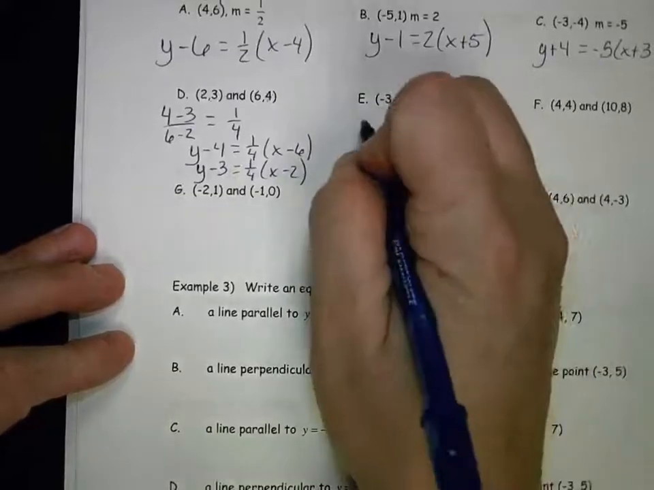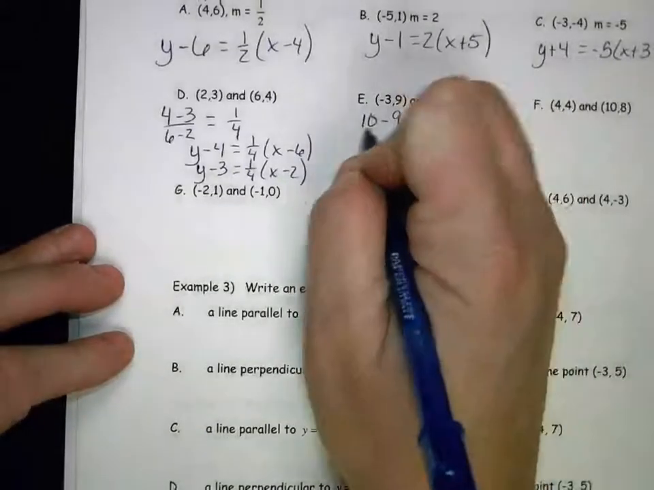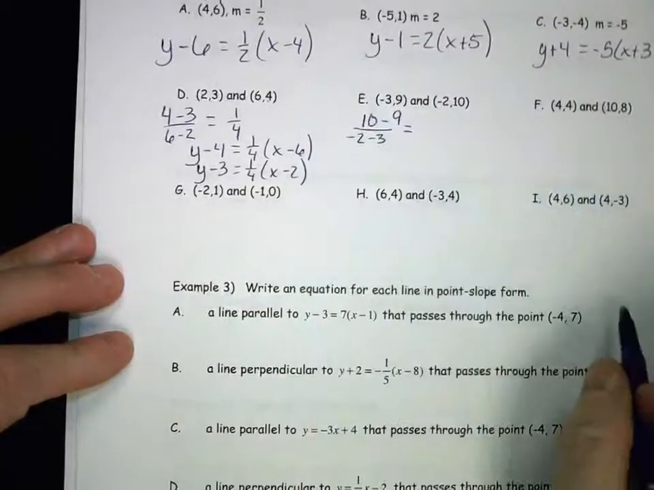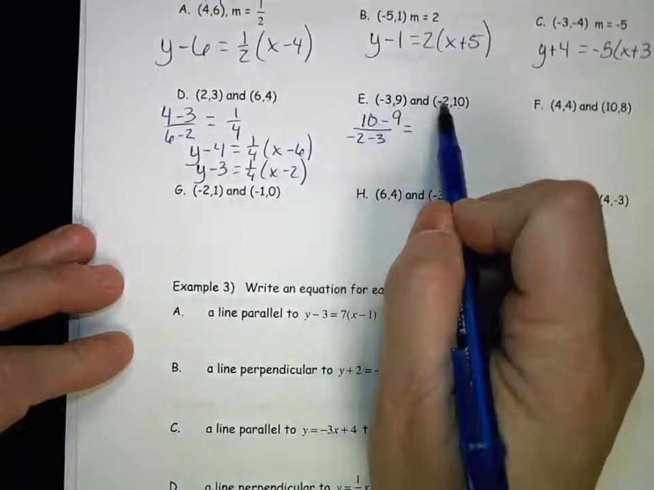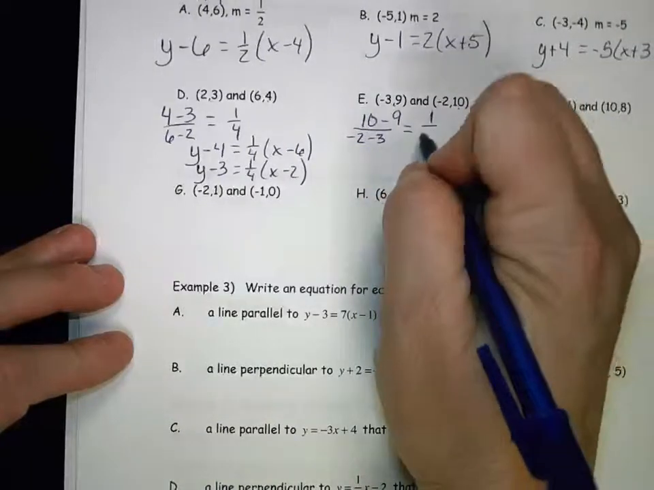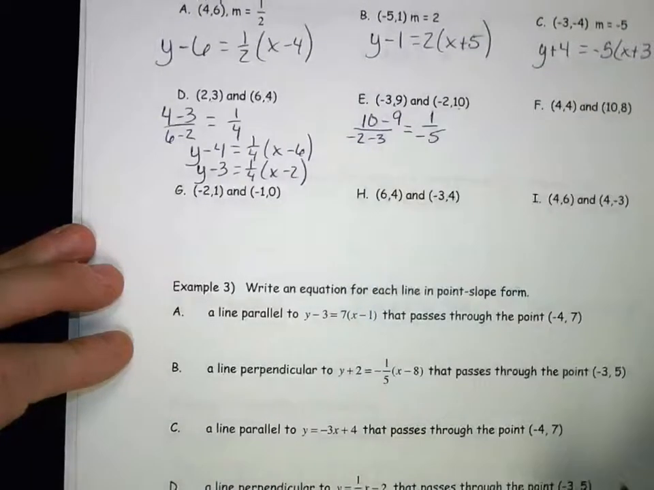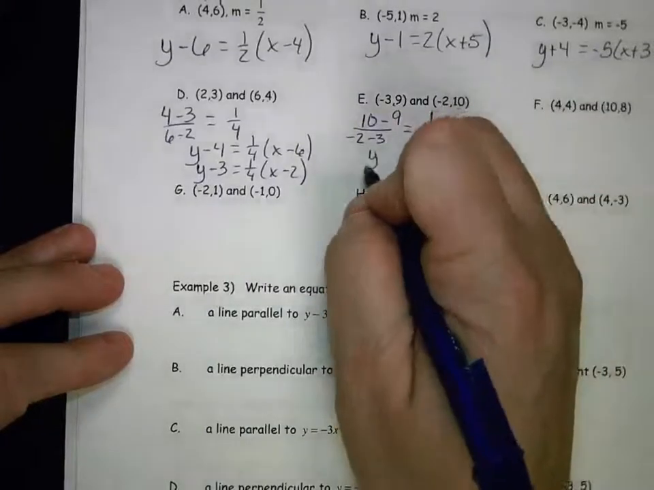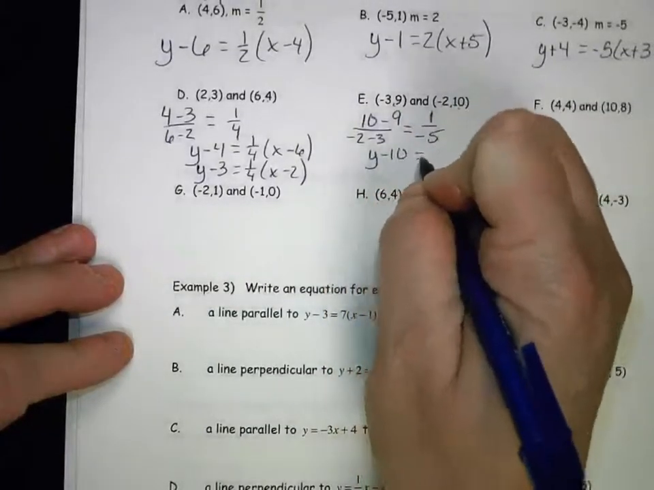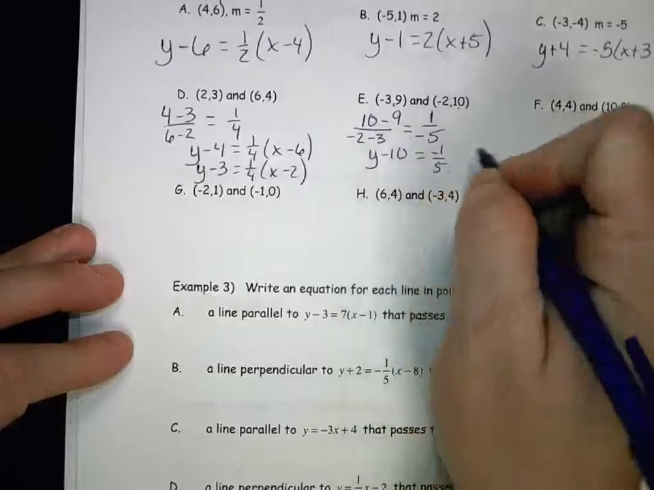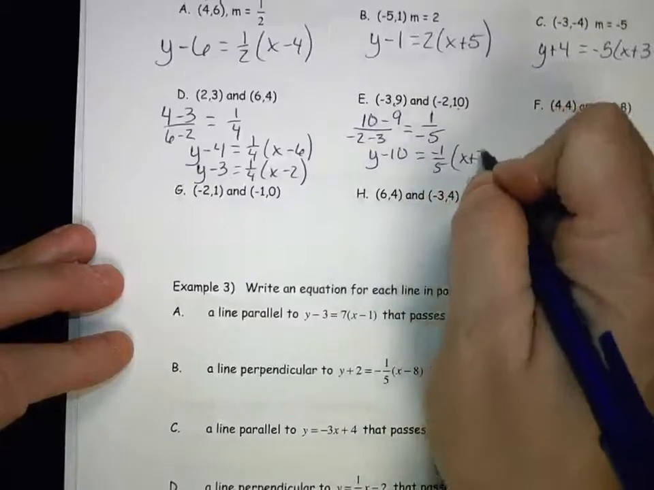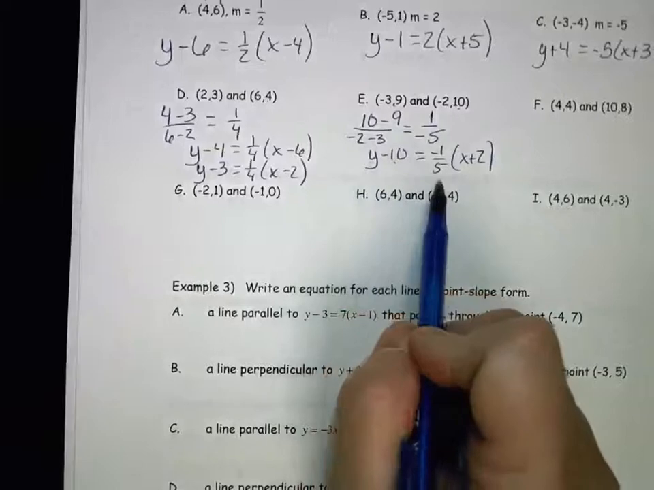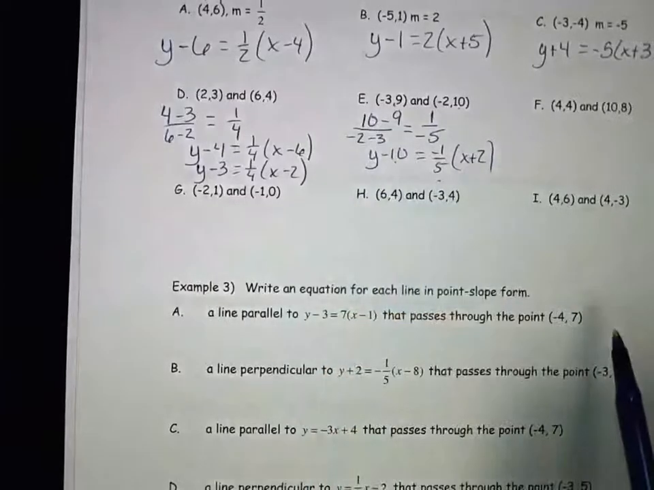Letter E, 10 minus 9 over negative 2 minus 3, y minus y over x minus x, is 1 over negative 5. And I'm going to pick the second point: y minus 10 equals negative 1/5 times x plus 2. That's y minus y equals m times x minus x.